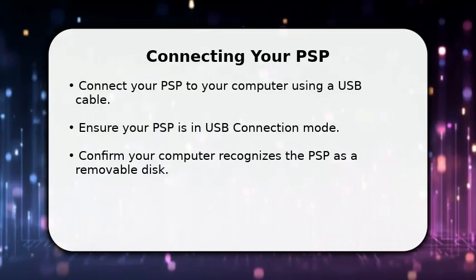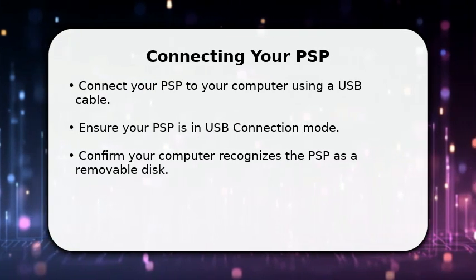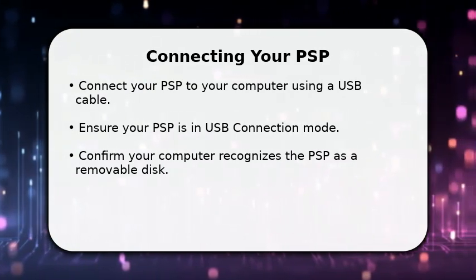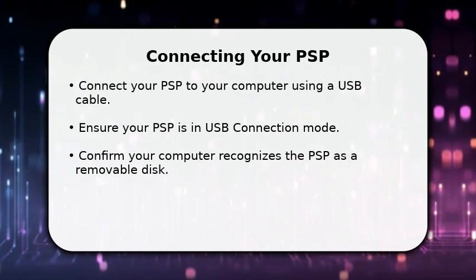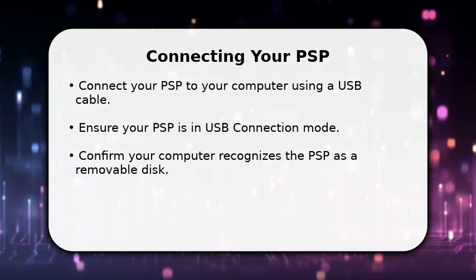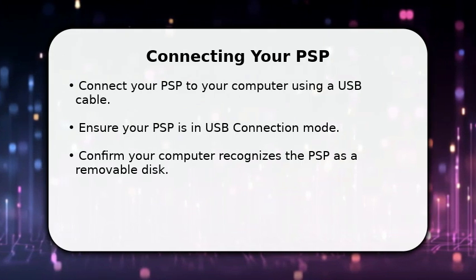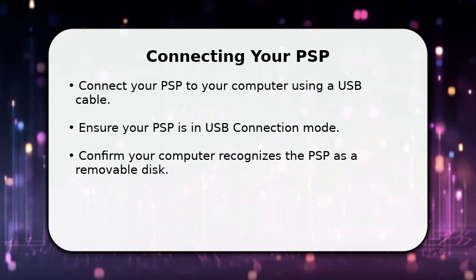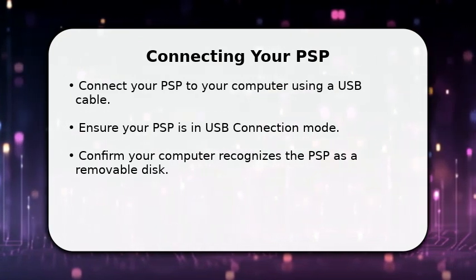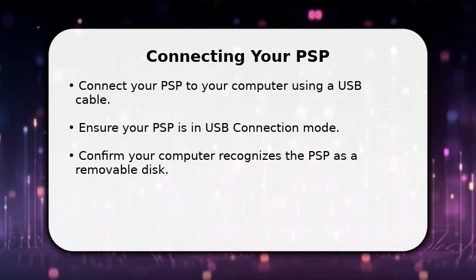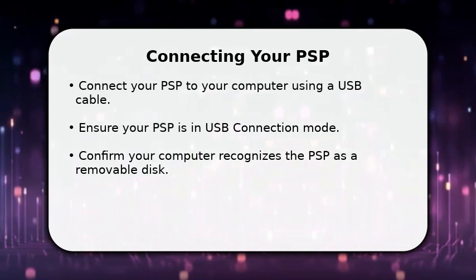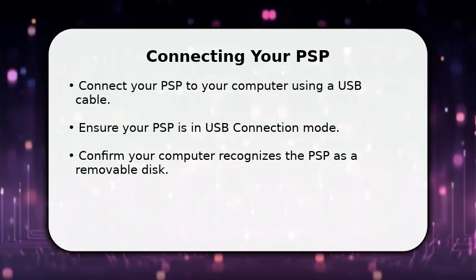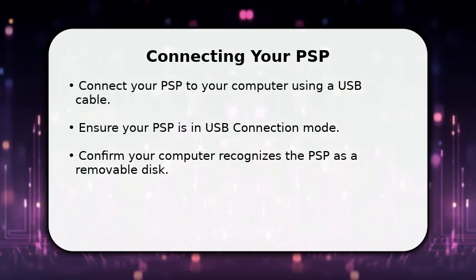In this video, I will explain how to transfer games to your PSP. First, connect your PSP to your computer using a standard USB cable. On your PSP, navigate to the Settings menu and select USB connection to activate the USB mode. Your computer should then recognize the PSP as a removable storage device, typically appearing as a new drive letter. This is the essential first step.